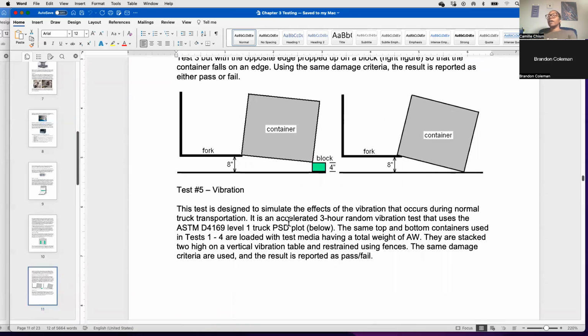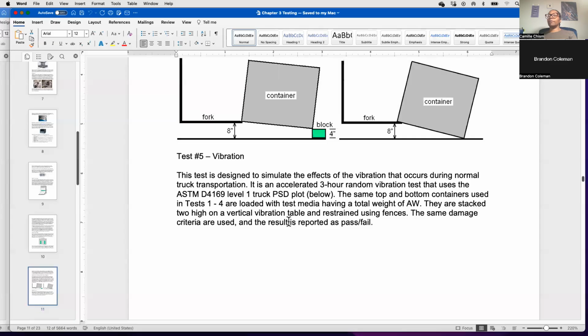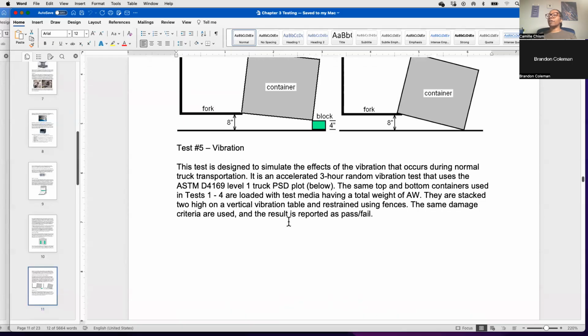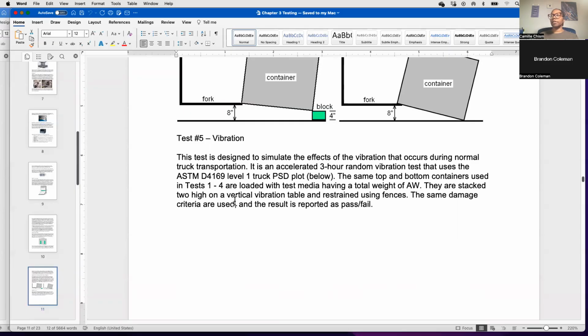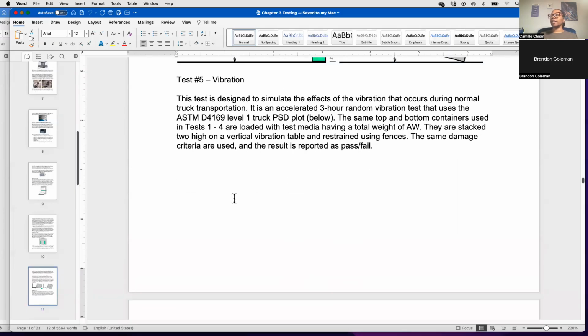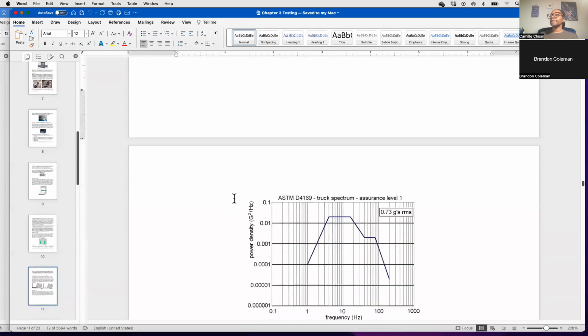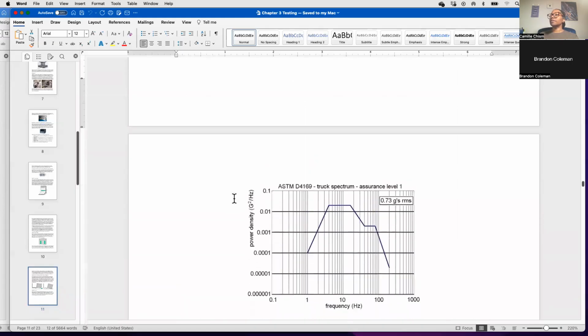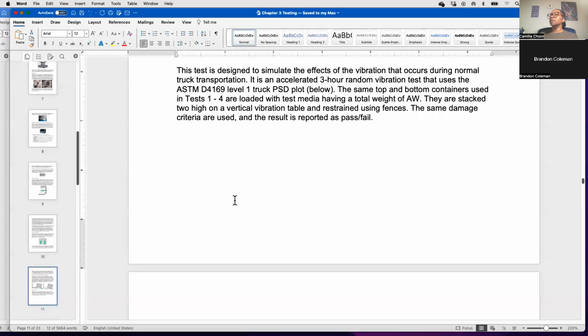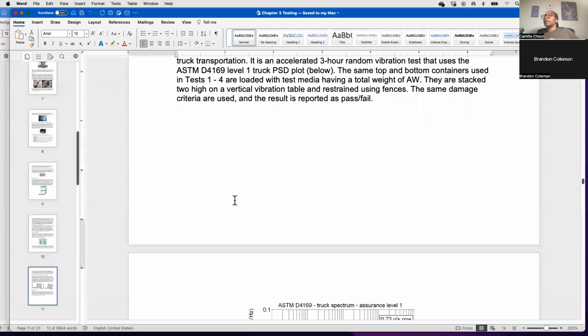Okay, test 5 is vibration, which is probably what you all have talked about in previous packaging courses. You're following the ASTM D4169 truck sequence, and it's going to be very similar to what you see for boxes, or what you've probably done in a packaging lab class if you've already taken that class. And then this is what the curve looks like.